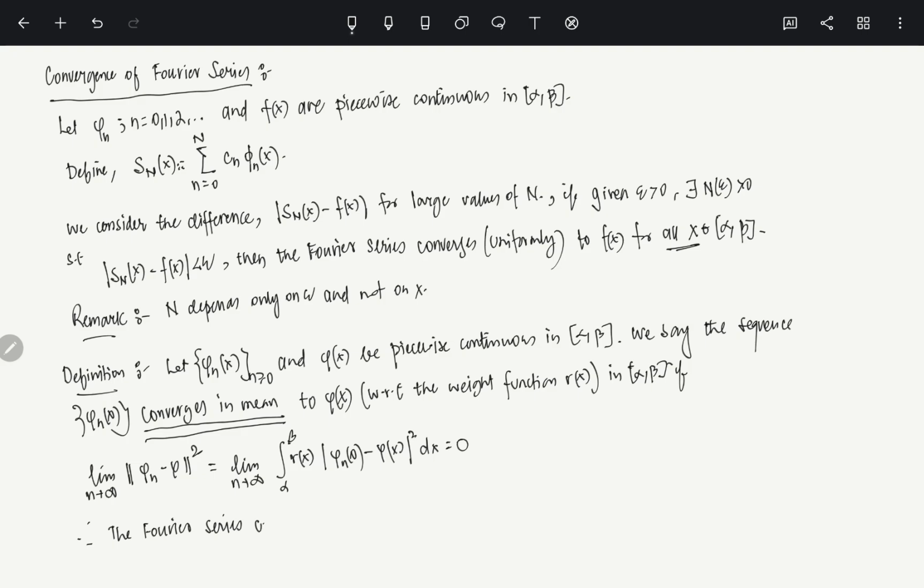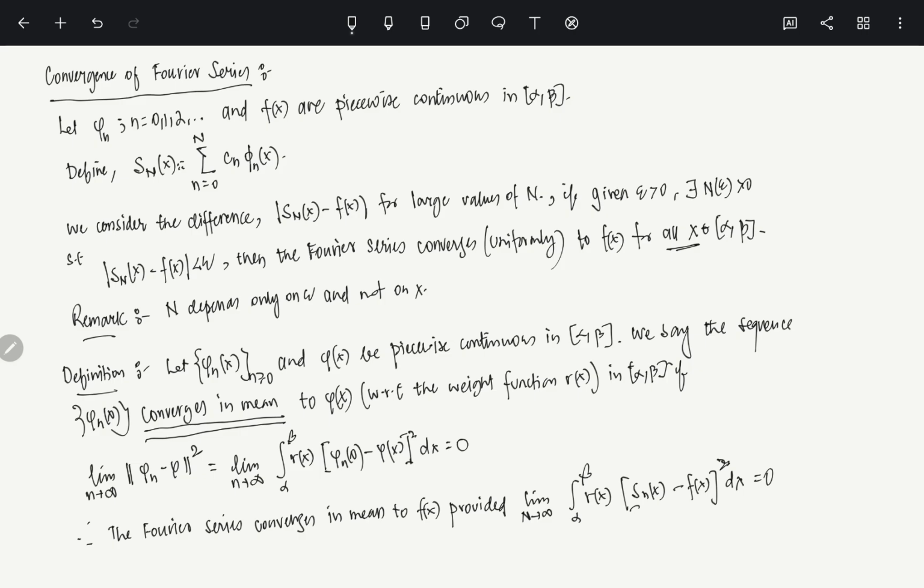Therefore, the Fourier series converges in mean to f of x provided the limit as n tends to infinity of the integral from alpha to beta of r of x times Sn of x minus f of x, squared, dx goes to 0. You don't have to put a mod here, it's basically the same, the square is there. Then we call this convergence in mean.